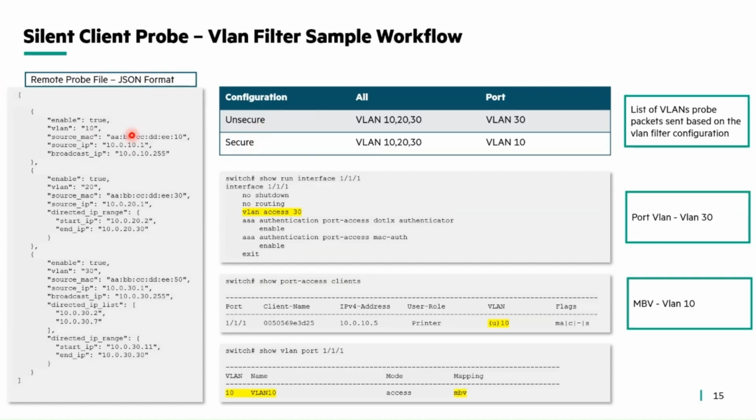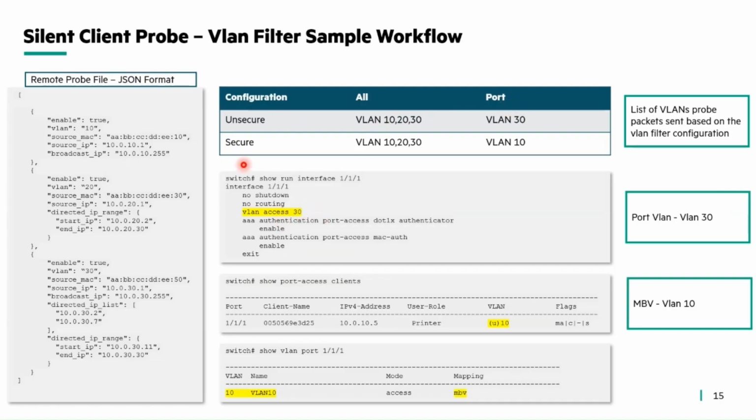As you see in this slide, you do have three VLANs, 10, 20, and 30, in the probe profile. When you have unsecured and then the sub option as all, the client probe packets will be sent in all of these VLANs 10, 20, and 30. But when you set the option as port, you need to check what is the port level VLAN configuration. In this port, it is VLAN access 30, so the probe packets will be sent only in that VLAN 30. So when you set unsecure all, it will be all VLANs. If it is port, it will be only the port level VLAN.